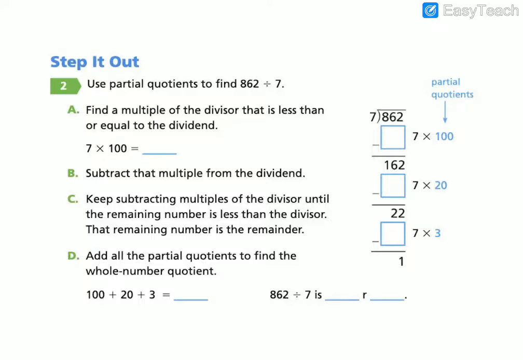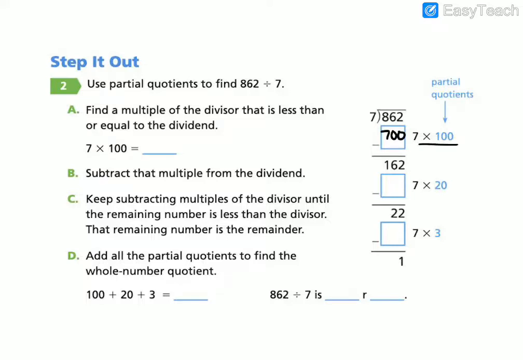Right, so now we're going to show partial quotients in a different way. This looks a lot more like standard algorithm when we're doing division. So we'll use partial quotients to divide. Letter A, find a multiple of the divisor that is less than or equal to the dividend. So we see the dividend is 862. We're trying to think of what is a multiple of 7 that's close to this number. It gave us our hint right over here. Okay? What's close to 862 that's a multiple of 7? 700 is.